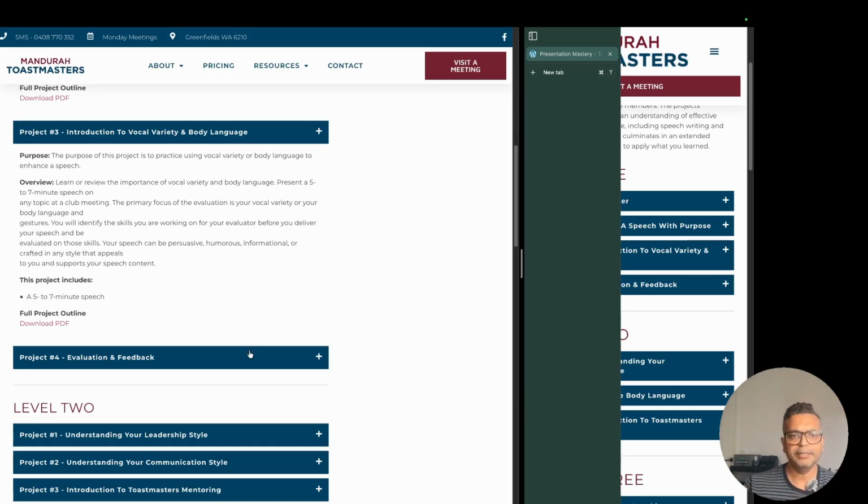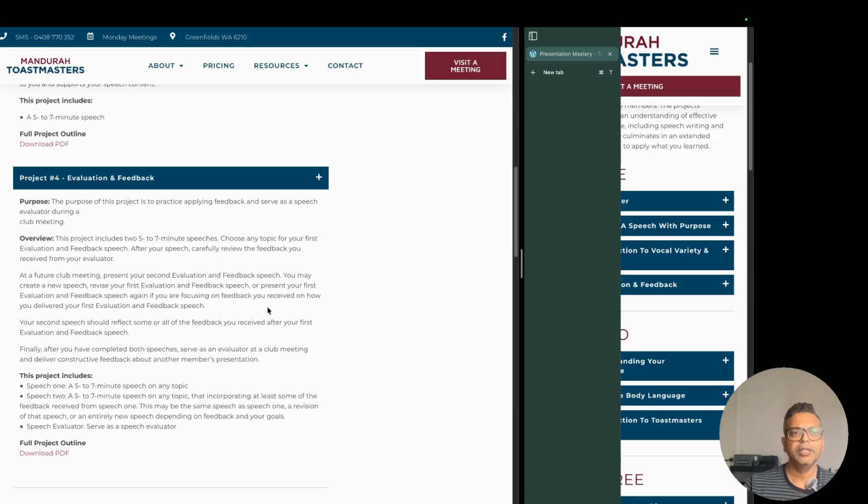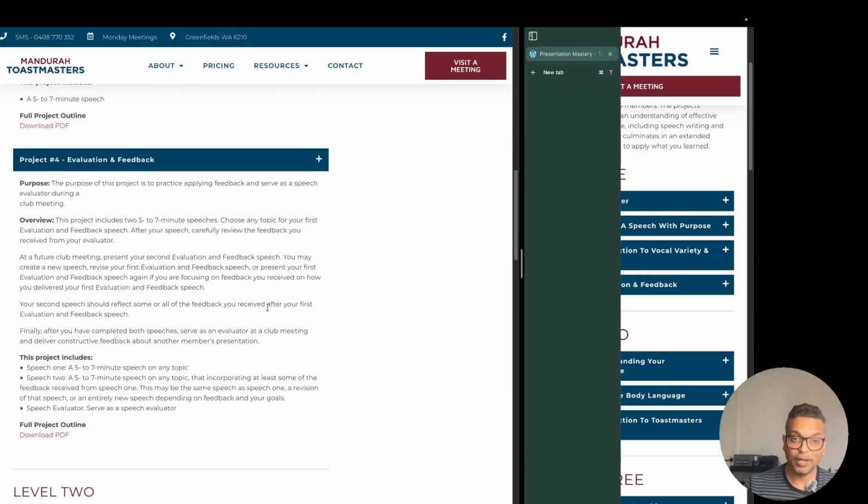And then finally, level 1, project 4 is evaluation and feedback. You would have given a speech earlier, and then you re-give the same speech, putting into practice the evaluation of it. And sometimes in project 4, you can also act as a speech evaluator, and then you tick off this particular project.